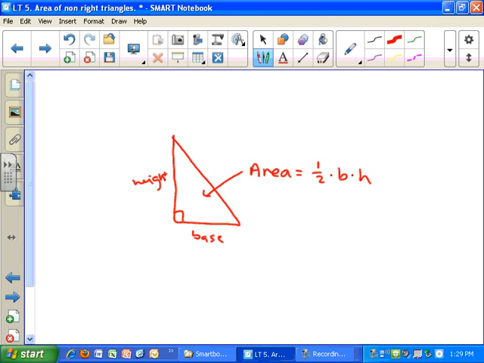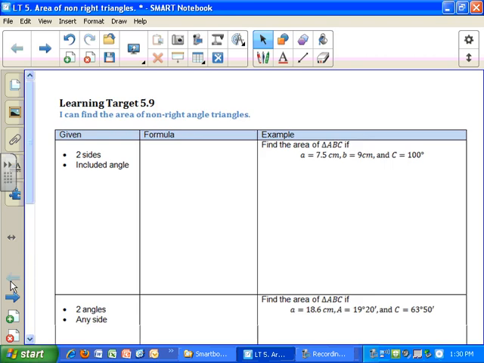Doesn't matter which way you think about it or type it in, it'll give you the same answer. So that's going to be the basis for the formulas that we use. But the height always has to be perpendicular to the base. So that formula only works if you have a right triangle. If you don't have a right triangle, whether it's acute or obtuse, then you have to rely on some of these other formulas. Okay, so one is where you have two sides and the included angle.